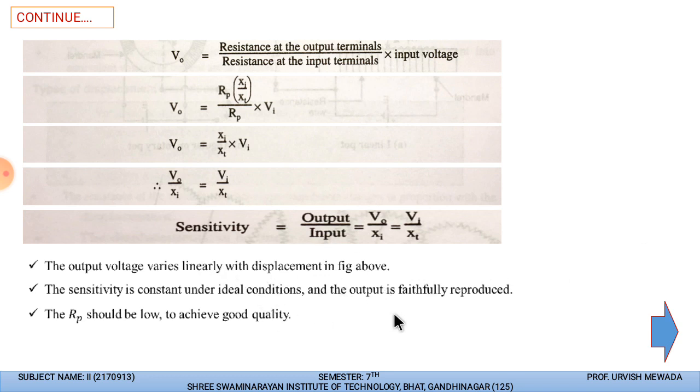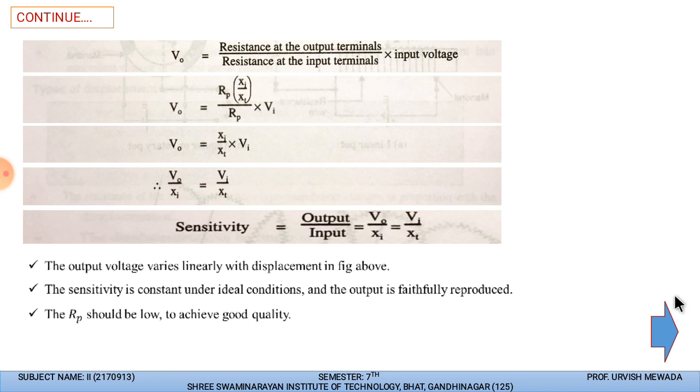Ideal condition means that the temperature and the surrounding atmosphere do not change, and Rp should be low, meaning the resistance of the translation potentiometer should be low to achieve good quality.